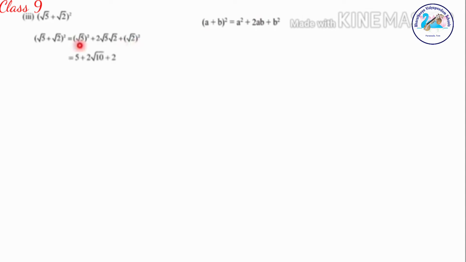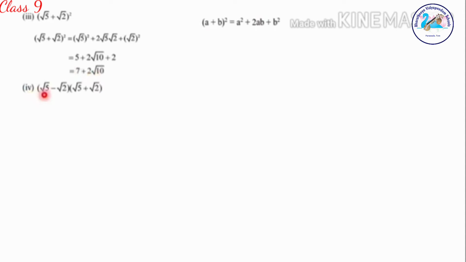Go for calculation. Root 5 square is 5, plus 2 into root 5 into root 2, we can write it as root 10, 5 and 2 together you can multiply, plus root 2 the whole square is 2. Here 5 and 2 we can add, that is 5 plus 2 is 7, plus 2 root 10. So this is the answer, but you cannot add 7 plus 2 root 10. So you have to keep this as the answer.